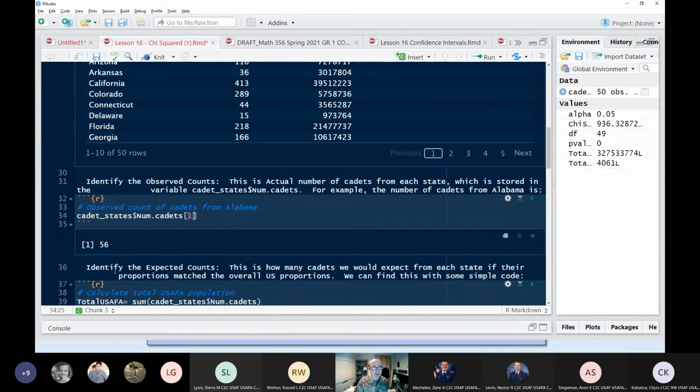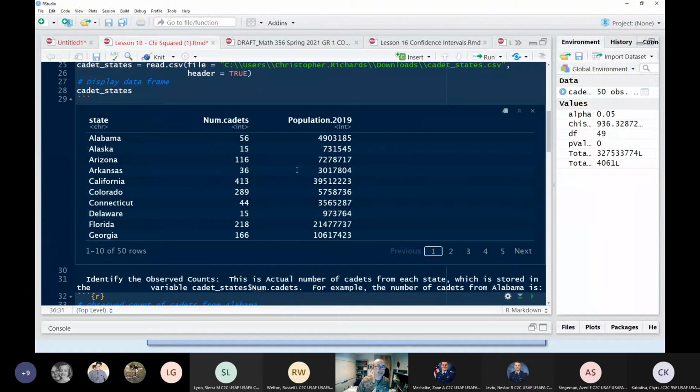Okay, then the next thing I need to do is identify the expected counts, right? And this is the part I need to calculate. So the expected is basically looking at this and saying, according to this, there are 4.9 million people who live in Alabama. I could then sum up this entire column to figure out the entire population of the United States. And from that, I could calculate what percentage of the population lives in Alabama. Once I have that number, I could add up all of these numbers to figure out the total number of cadets at USAFA.